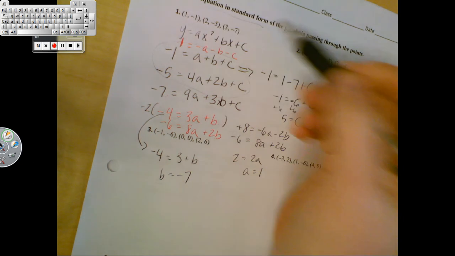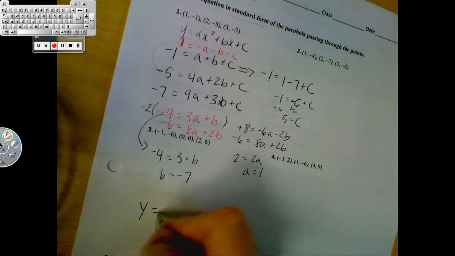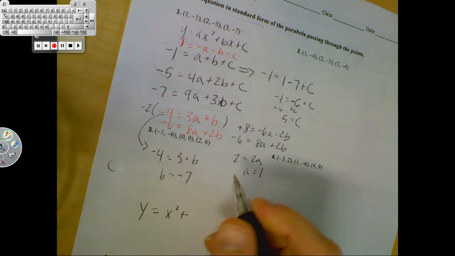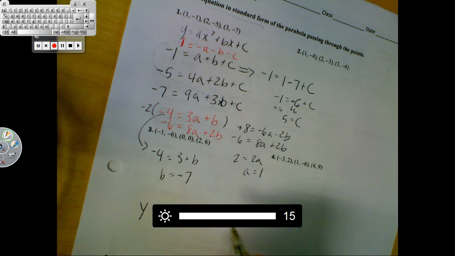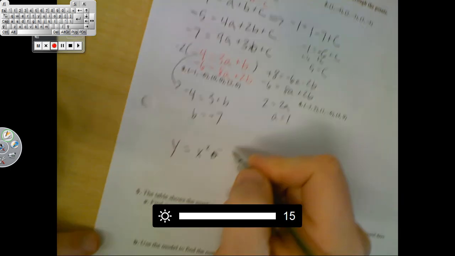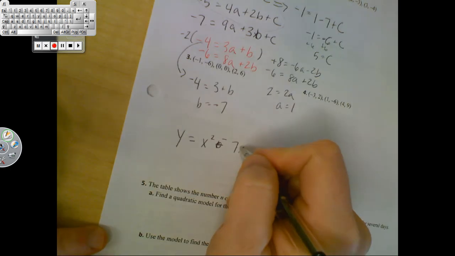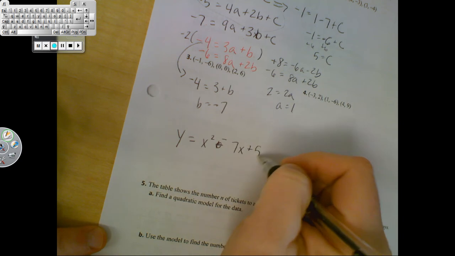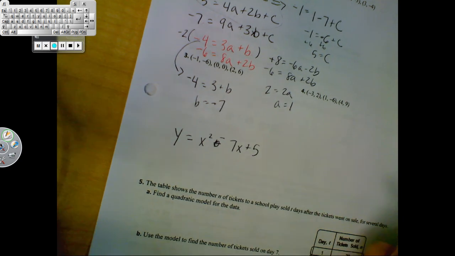So the equation, then, is y equals, a is 1, so 1x squared plus, b is -7, so I should have written minus 7x, and then c is plus 5. Okay, I'll do one more of those.